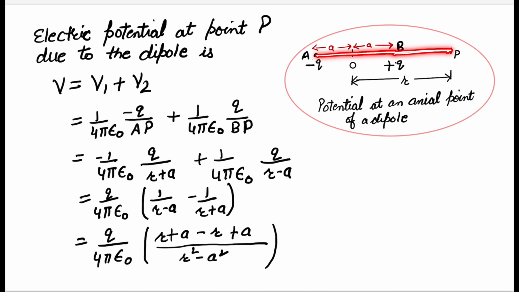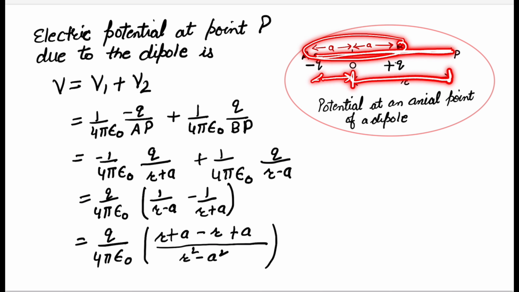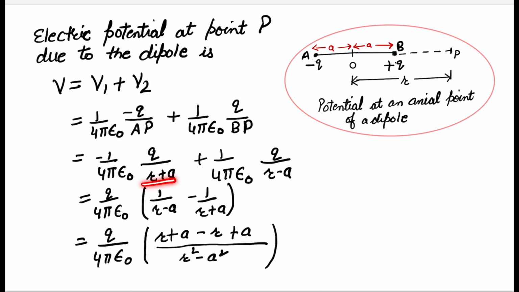So AP is what? If you want to calculate AP, this is R, this total distance, and this is A. So it is R plus A, and BP is what? R subtracted by this much distance, so it is R minus A. From the expression, Q by 4 pi epsilon naught can be taken common. Inside you are left with this term.